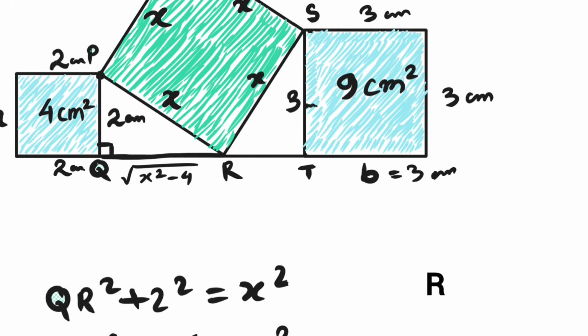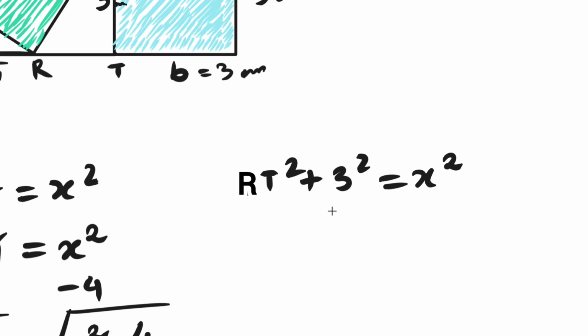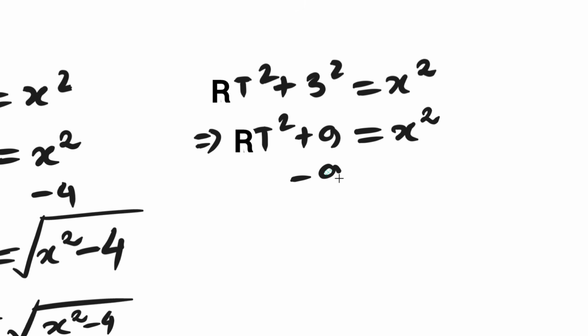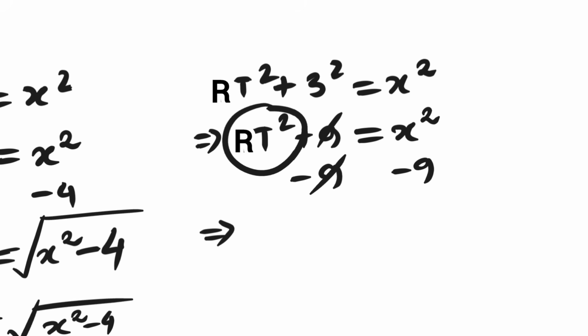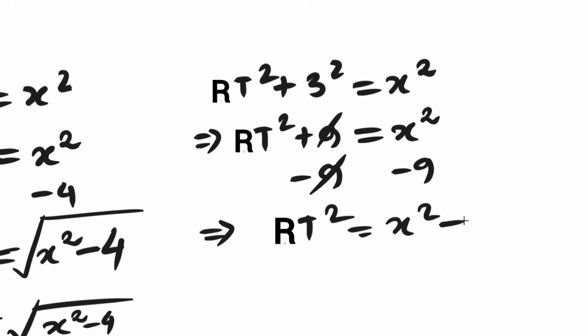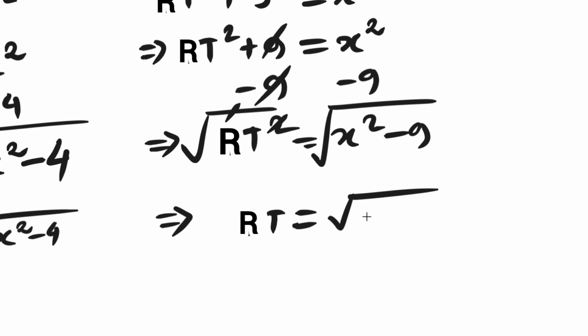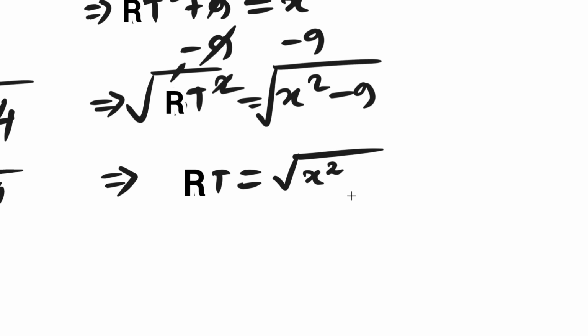We have RT squared plus 3 squared equals x squared. 3 squared is 9, so we can simplify this. RT squared plus 9 equals x squared. Now, subtract 9 from both sides because we want to isolate RT squared. This gives us RT squared equals x squared minus 9. Taking the positive square root of both sides gives us RT equals the square root of x squared minus 9.